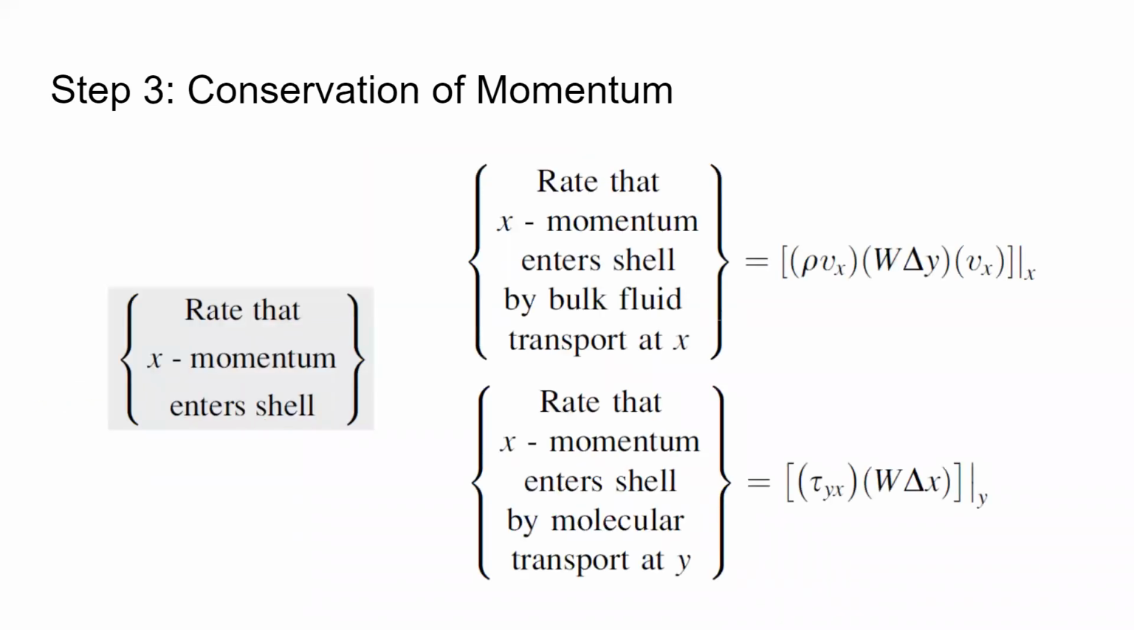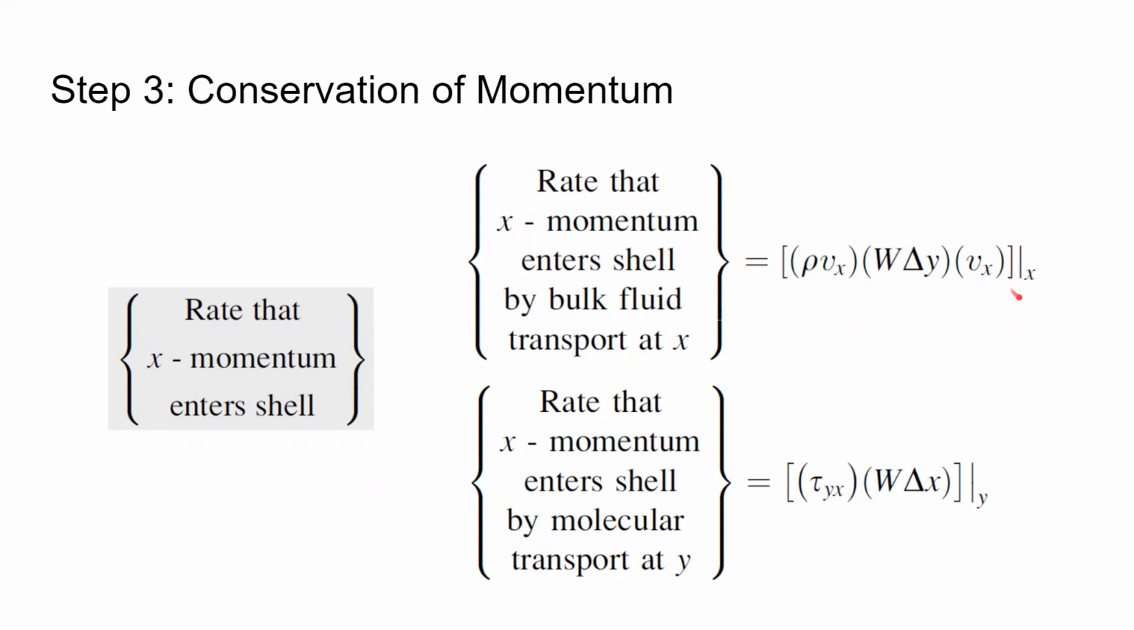Great, so let's take a look. These two terms compose the rate that the x momentum enters the shell. So let's take a look at the top part. We have the rate that the momentum enters the shell by bulk fluid transport. So that's bulk flow, right? At x. At x, keep that in mind. So we know this. This is rho times velocity times cross-sectional area at x. These are all things that we've done before. This should feel comfortable to you.